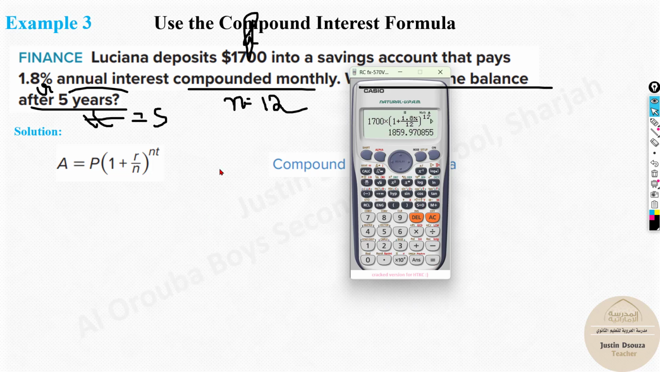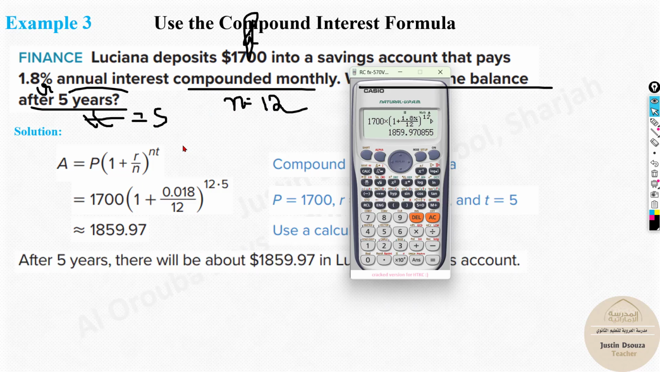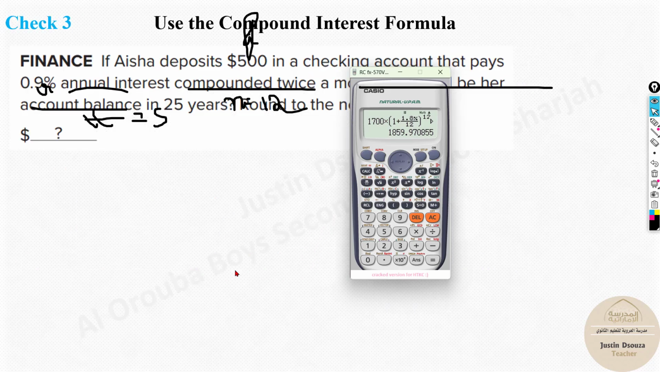That should be $1,860, you can say. So that is the correct answer. Because the annual rate of interest is very low, the amount of money you get is very low as well. Only an increase of $160 in 5 years, which is not that great. But now we will see another problem. So that's the answer here.